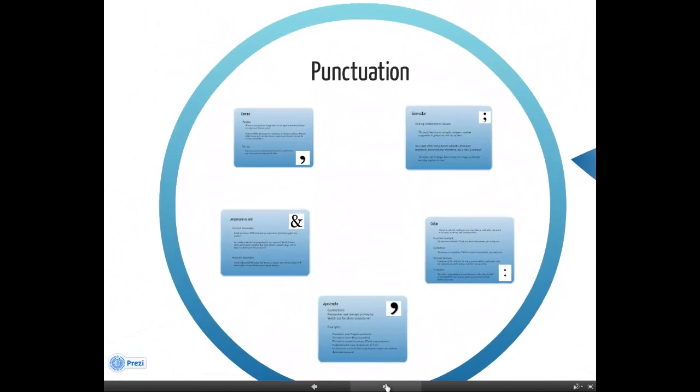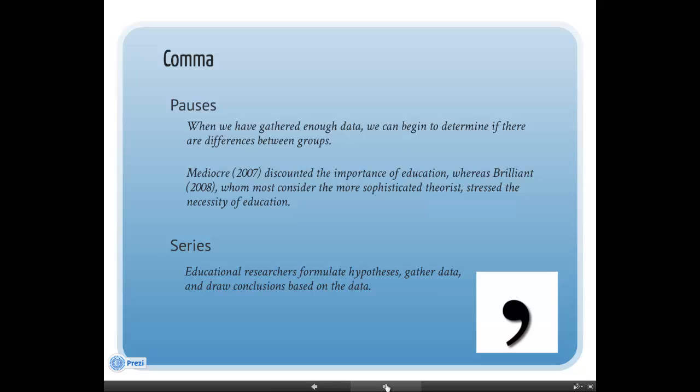Punctuation. The comma. Use commas when appropriate, but don't use them haphazardly. See APA for excellent examples of the proper use of commas. A comma indicates a natural pause, so try reading text aloud to see where the pauses should be.